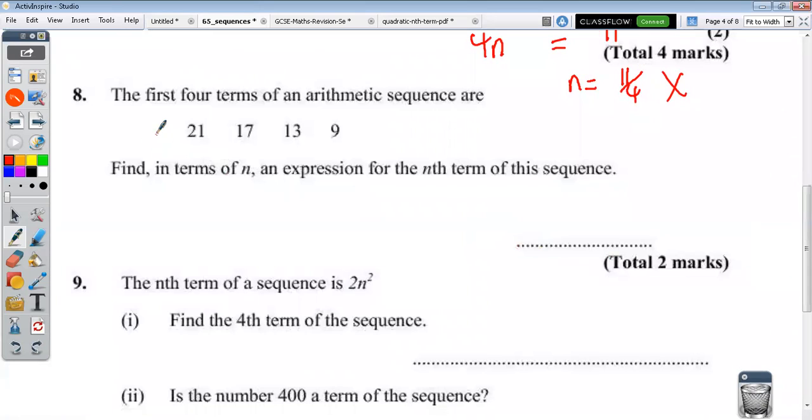Okay. Can you find the formula there quickly? The formula there. Can you find the formula there? Okay.